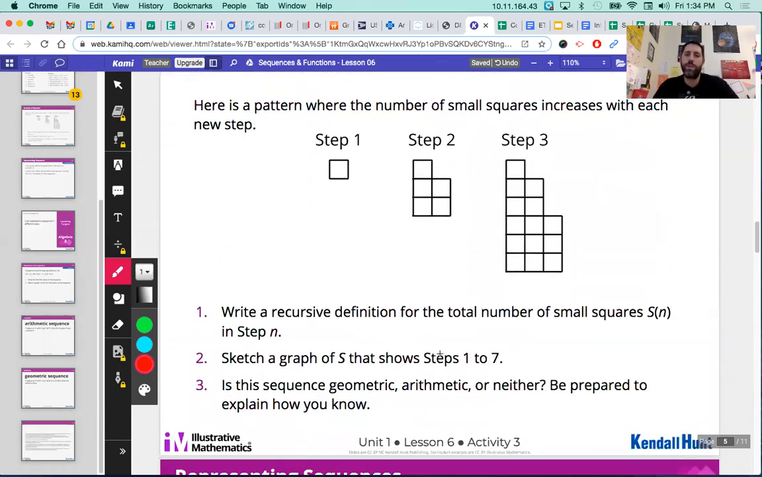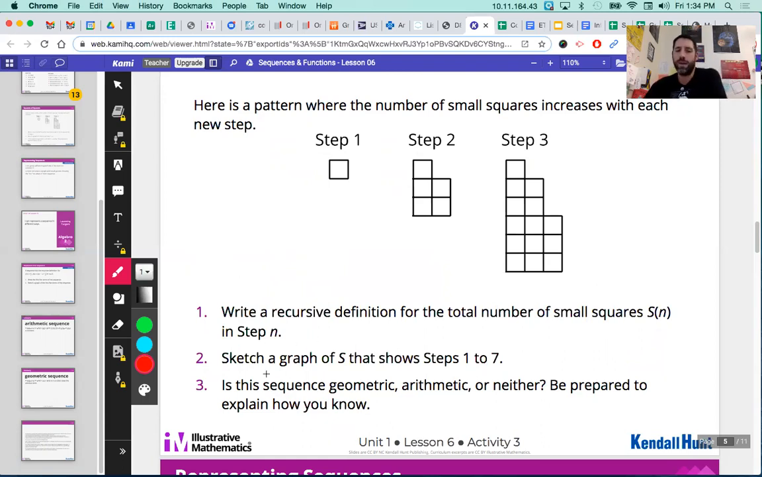All right, here's a pattern where the number of small squares increases with each new step. This one, I want you guys really to pay attention to because this is a new type of sequence. It's a little bit different than we've been working with. It says, write a recursive definition for the total number of small squares, S of n, in step n.